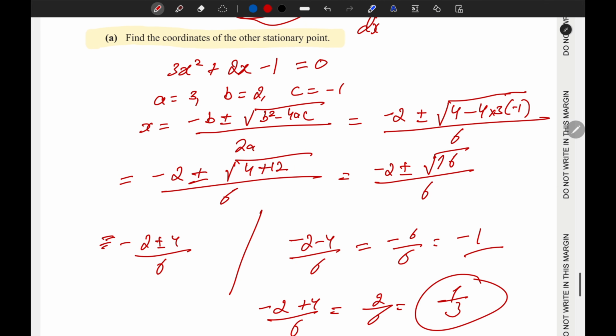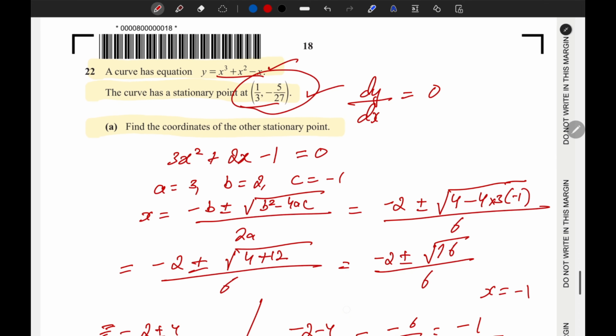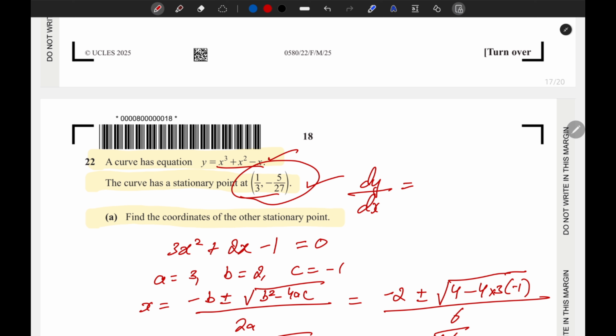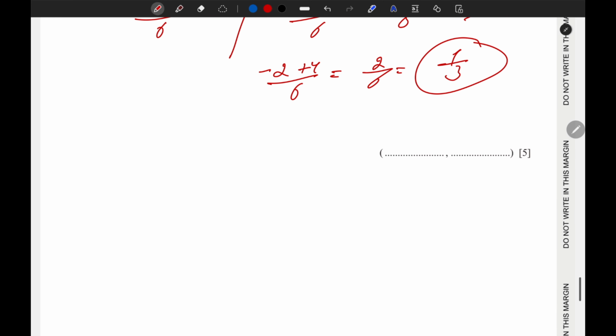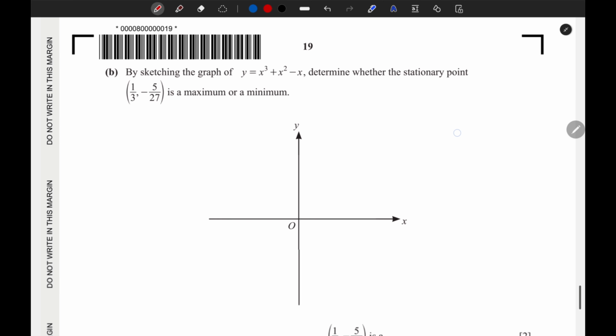For x equals minus 1, we have to find the value of y. So y will be minus 1 whole cubed plus minus 1 whole squared, minus of minus 1. Minus 1 whole cubed is minus 1, this is plus 1, and minus of minus 1 is plus 1. So this gets cancelled and we get y equals 1. So the other stationary point is minus 1 comma 1. Okay, that's for the other stationary point.